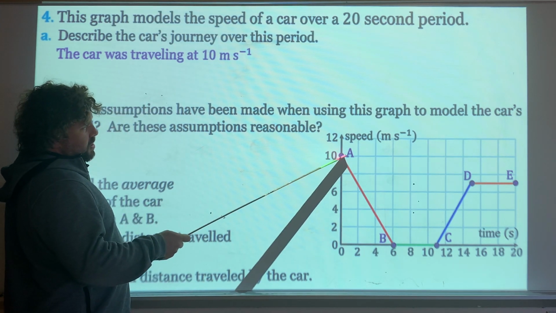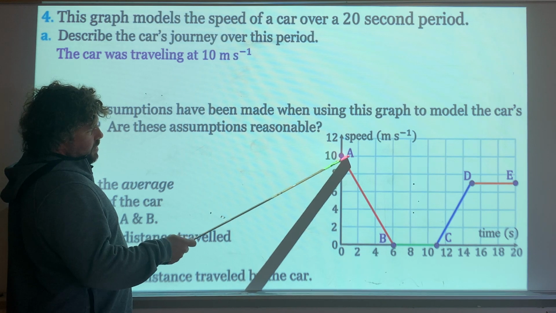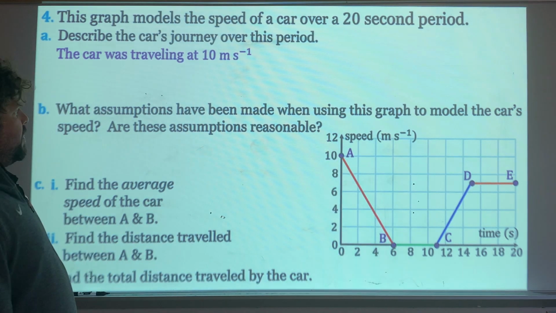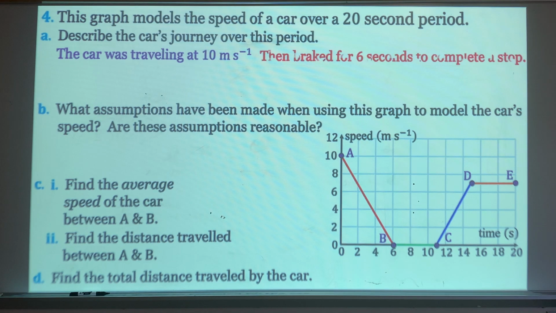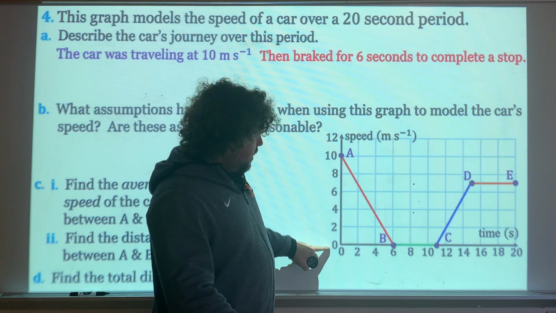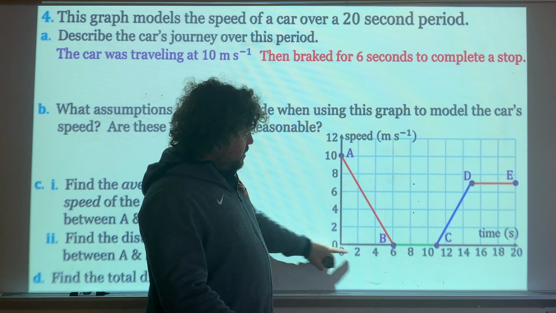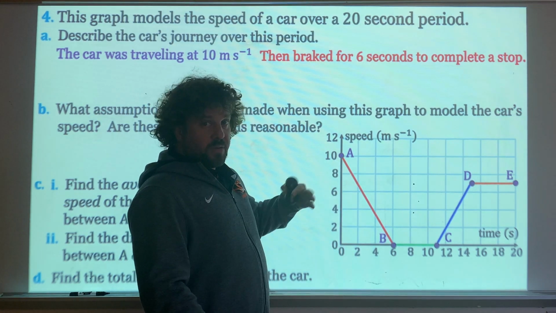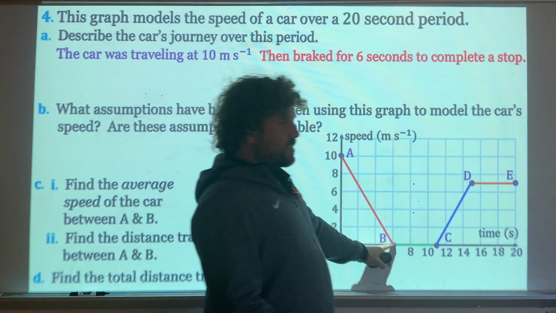So the car starts at 10 meters per second. Explain this right here. What does that mean? Then the red part says he braked for 6 seconds to a complete stop. How do we know he's coming to a complete stop? Well, his speed's at 0. How do we know he's braking? Well, it only took 6 seconds. You can't coast from 10 meters per second to 0 without using your brake. So he braked for 6 seconds.